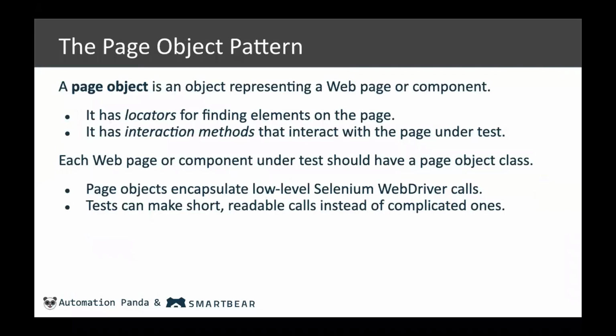Now that we've set up our WebDriver and we can use it, let's talk about the page object pattern, because that's how we'll be sending these web interactions to the browser. A page object is an object representing a web page or a component. There are two major parts of a page object. It has locators for finding elements on the page, and it also has interaction methods that will interact with the page under test. Those would be methods like login or search or get results.